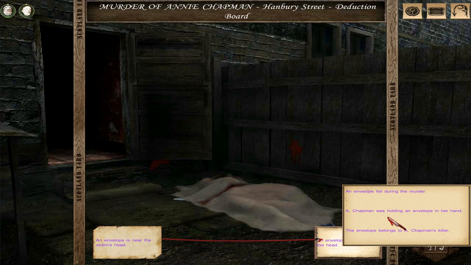Annie Chapman. Yeah, that was the name of the second victim. Oh, it's up there, I just realized.